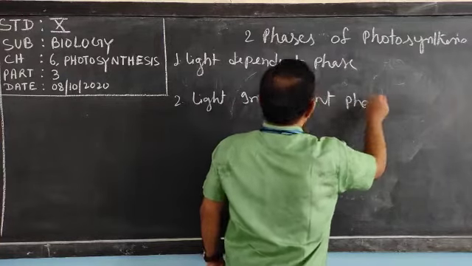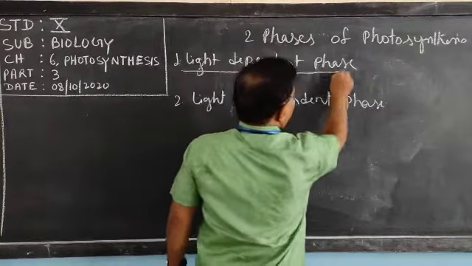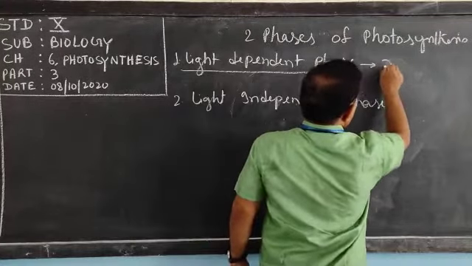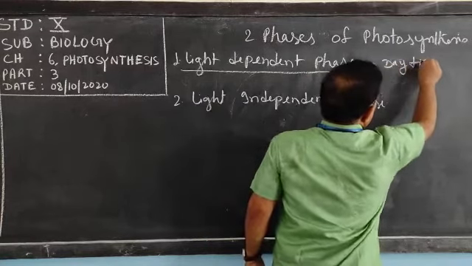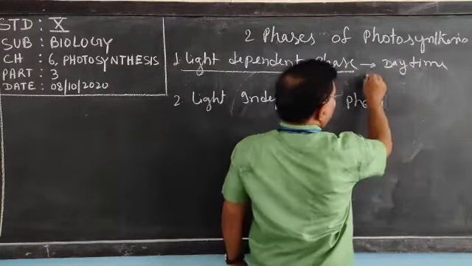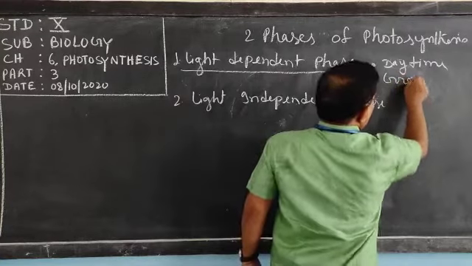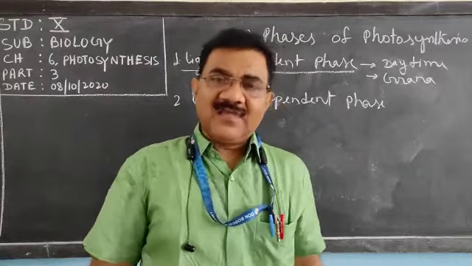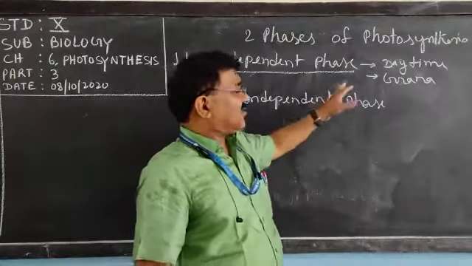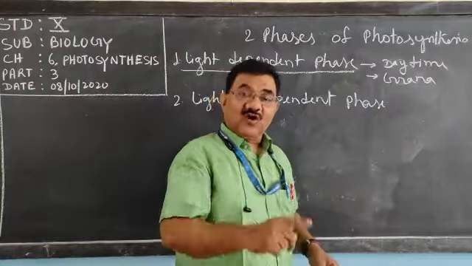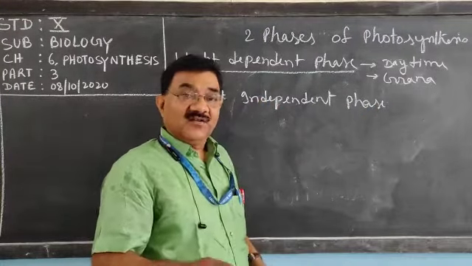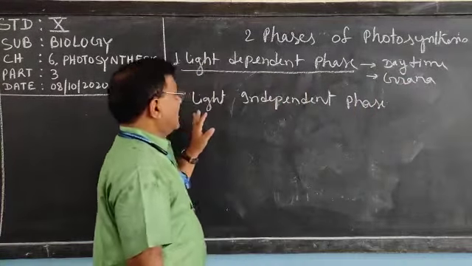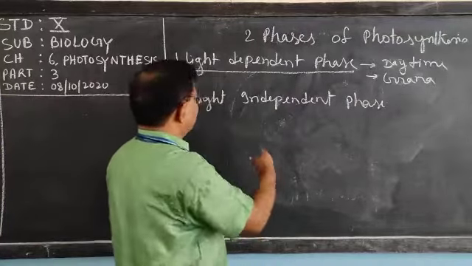And what I have discussed is that the light dependent phase takes place in the presence of light. It means during daytime it will take place, and it occurs in the grana, because stacks of thylakoids are called grana, and the walls of thylakoid contain chlorophyll, which has the capacity to convert solar energy into chemical energy.